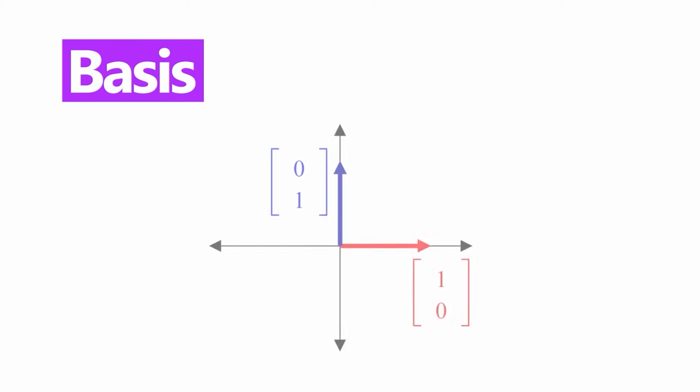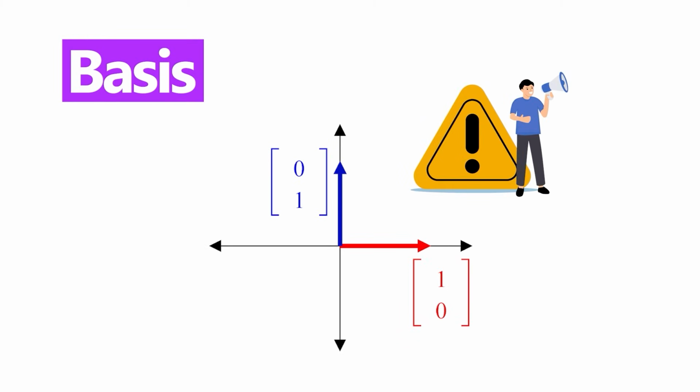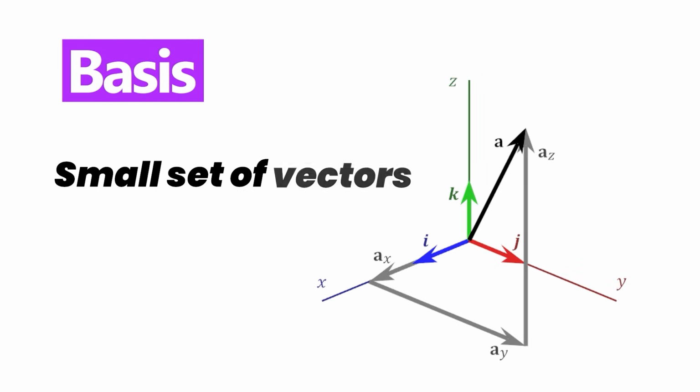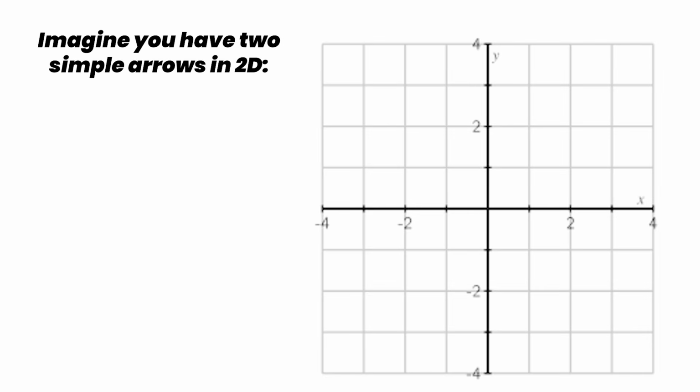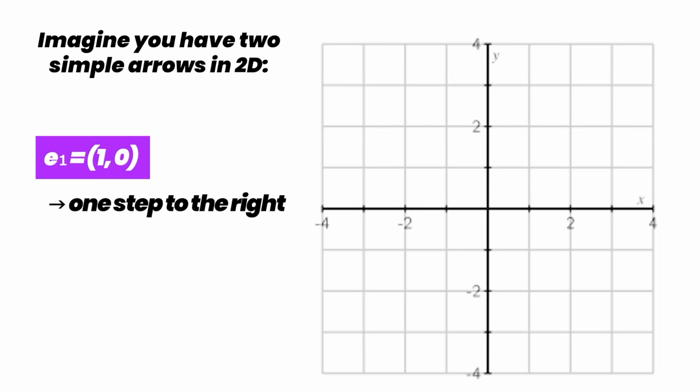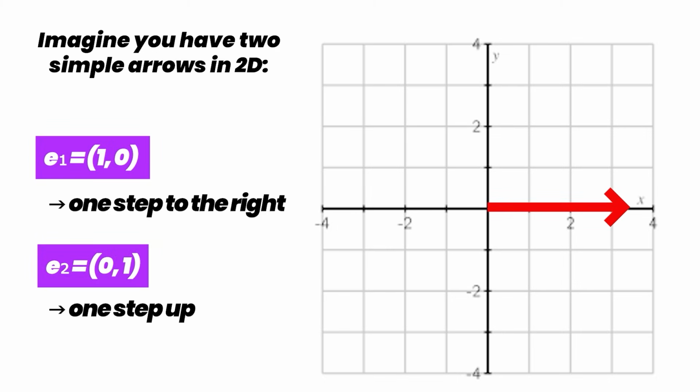Now we get to basis, one of the most important words in linear algebra. A basis is just a small set of vectors that can build every other vector in the space. Imagine you have two simple arrows in 2D: e1 = (1, 0), one step to the right, and e2 = (0, 1), one step up. With just these two arrows, you can build any vector in the plane.